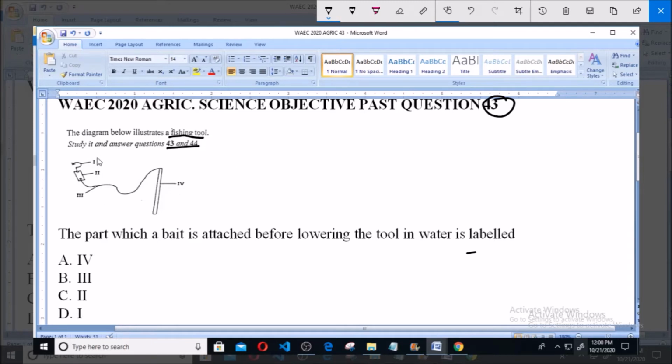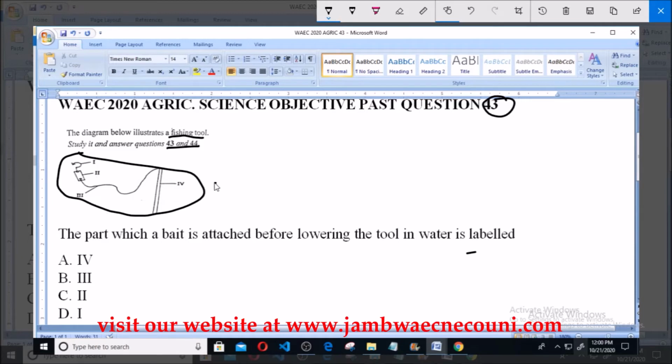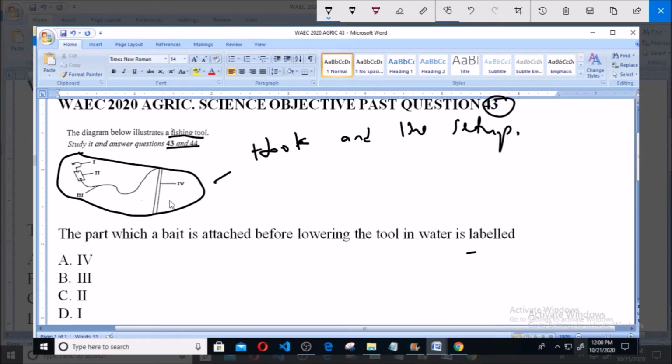Now, this fishing tool, of course, is usually known as the hook and line setup. Basically, a rod is used and a line is attached, like a string. A line is attached and then a hook is attached at the end of the line, and basically it is used for fishing as described.